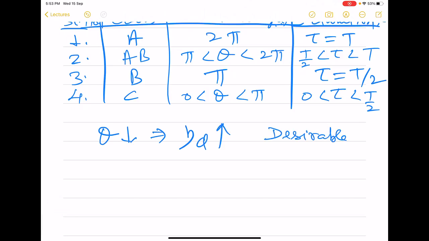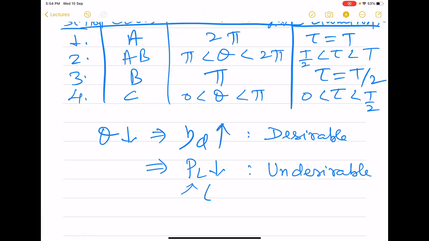So this is desirable, but unfortunately, the same decrease in the conduction angle also leads to reduction of power to the load. And this is obviously undesirable. So there are two consequences of decreasing the conduction angle: increased efficiency, decreased power to the load. And keep in mind, power to the load is an important parameter because this is going to determine the reception.